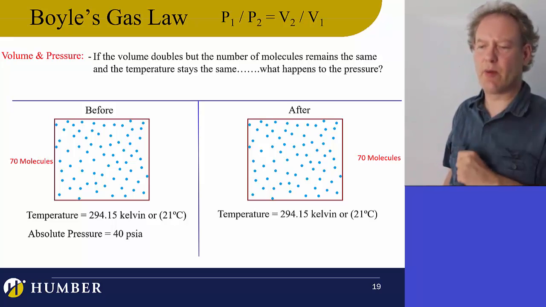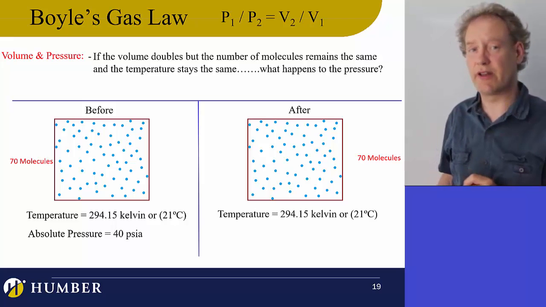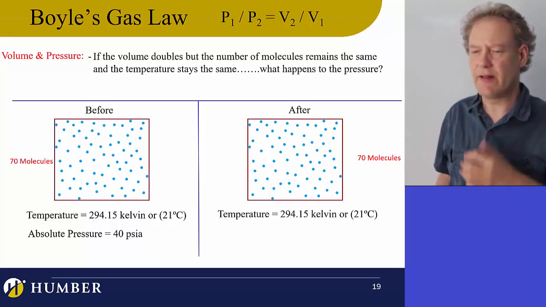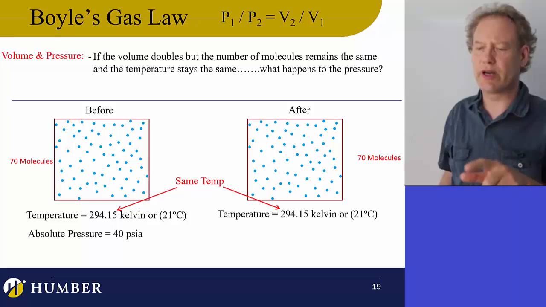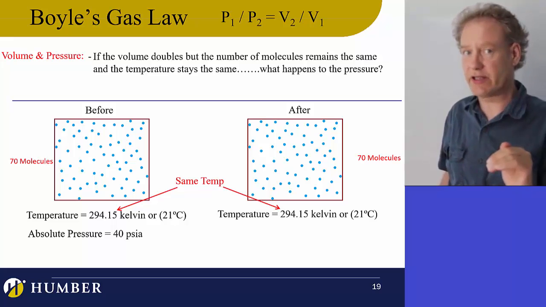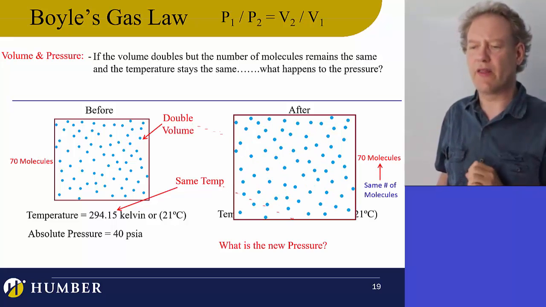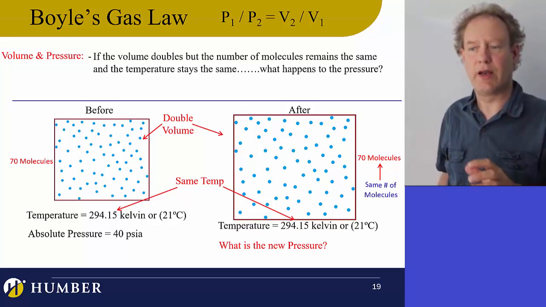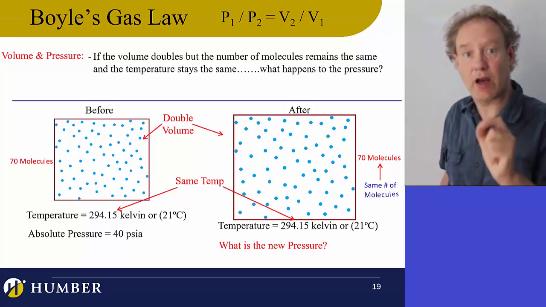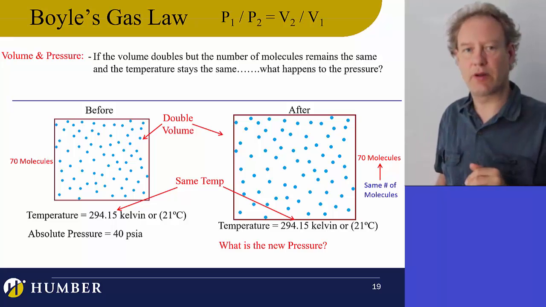So we've got 70 molecules on one side, 70 molecules on the other side. It's kind of a before and after kind of thing. Okay, so what we're going to do is we're going to have the same temperature on either side, and right now we're doubling the volume. Okay, we double the volume. Now remember, we have the same amount of molecules. We get the same number of molecules.